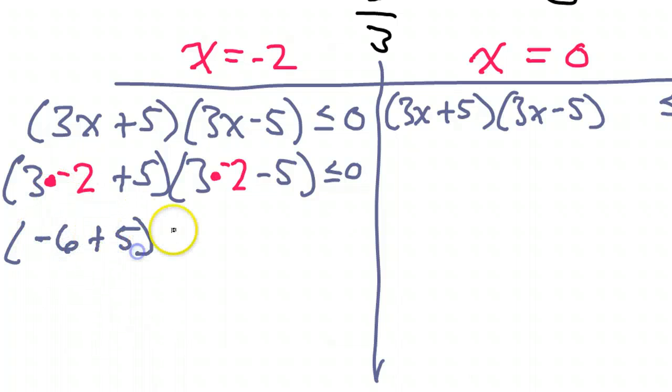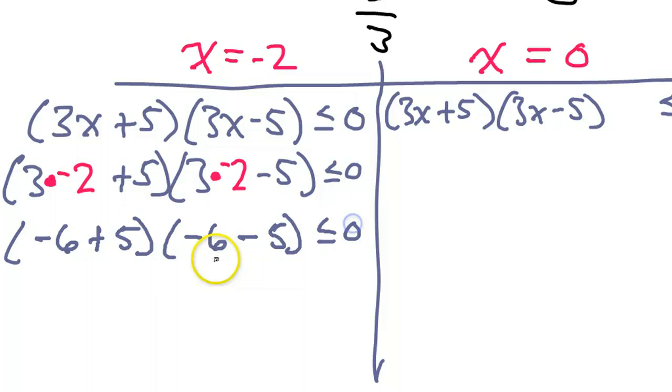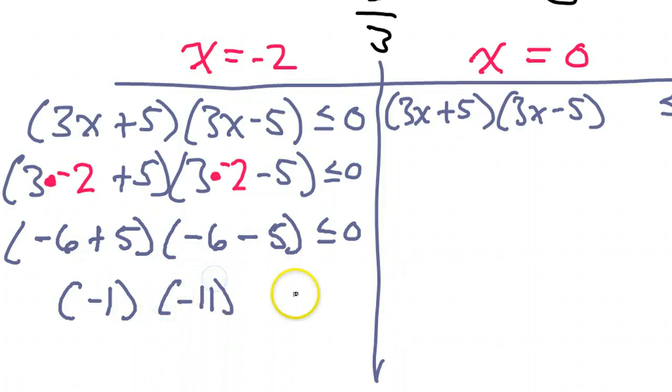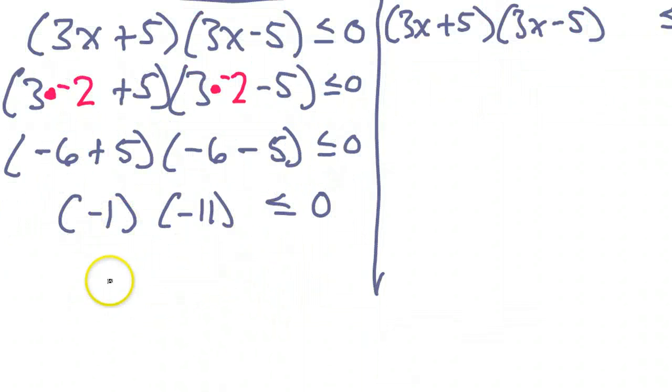So I've got negative 6 plus 5, and again, that's negative 6 minus 5. Negative 6 plus 5 is negative 1. Negative 6 minus 5 is negative 11. A negative times negative is a positive, so this will be positive 11 less than or equal to 0.